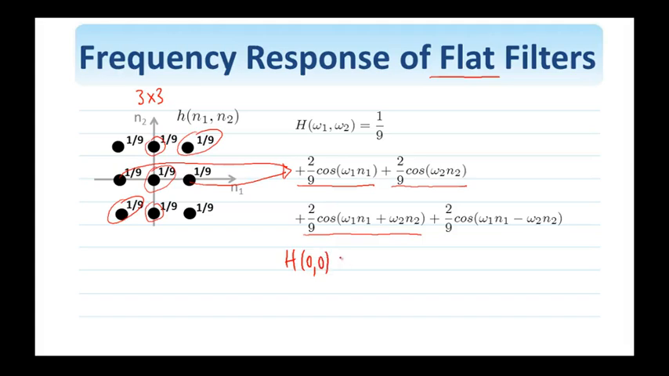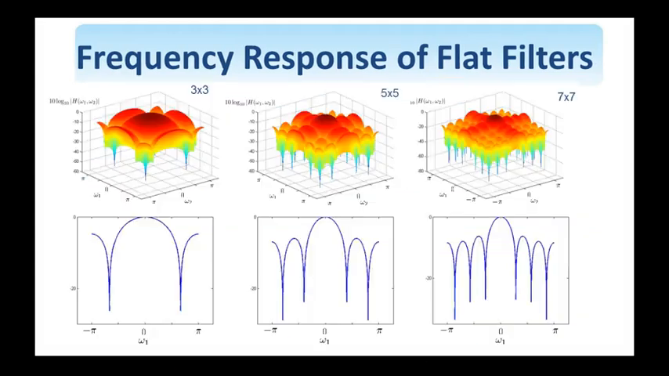h00 here is equal to 1, since all the cosines of 0 are equal to 1, and then I add up all these terms, 2/9 plus 2/9 plus 2/9 plus 2/9 plus 1/9 will give me equal to 1. So let's see how this and other flat filters with different regions of support look like, and what are the results we'll be obtaining by utilizing them in smoothing out the noise in the image we started with.